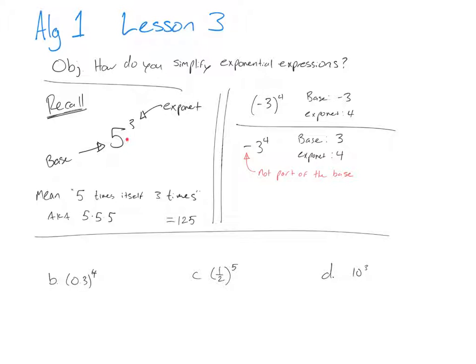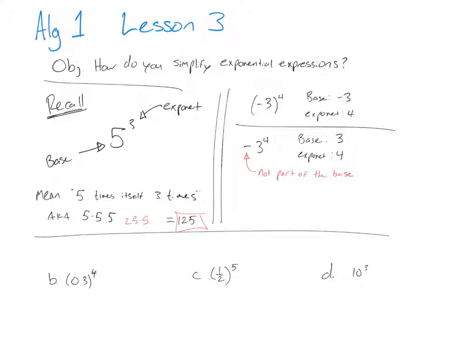We need to remember that the number on the bottom, the big number, is what we call the base. The small number up in the top right-hand corner, in the superscript, is what we call the exponent. This 5 to the third, or 5 cubed, means 5 times itself 3 times. It means you're going to multiply 5 times 5 times 5, or 25 times 5, which would give you 125 as an answer.